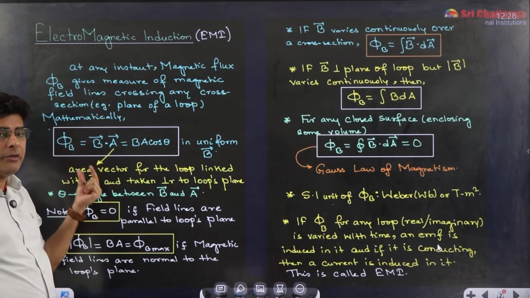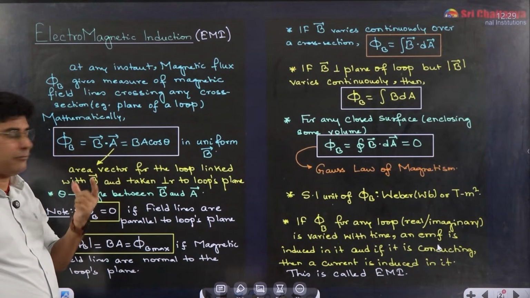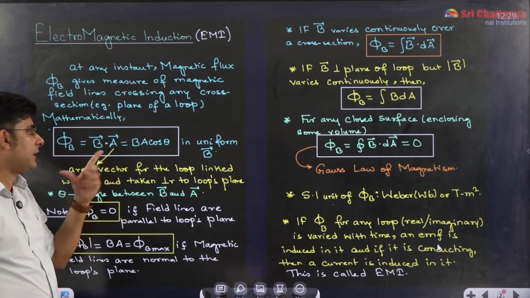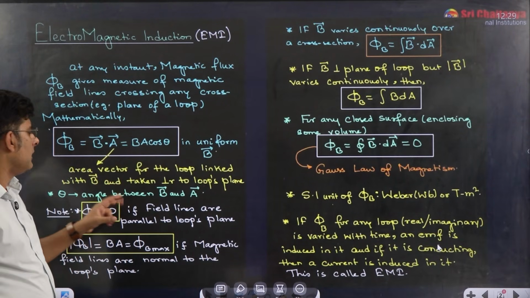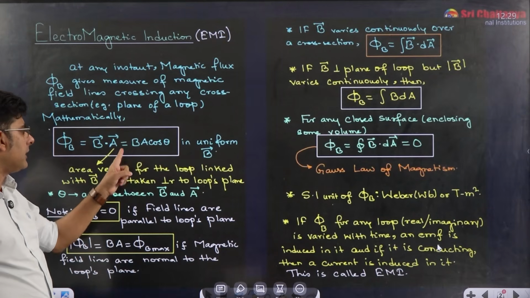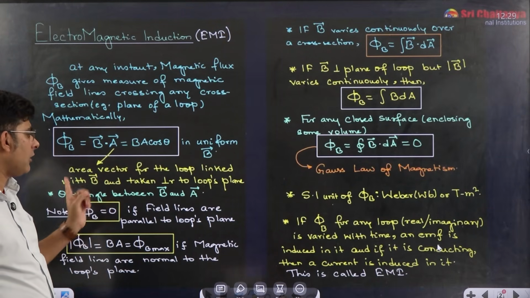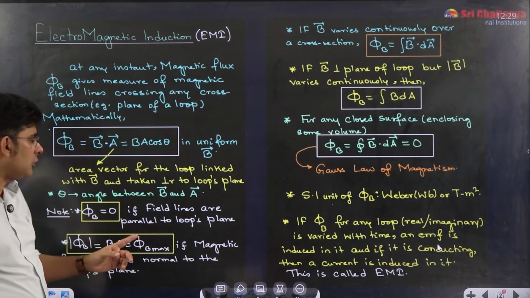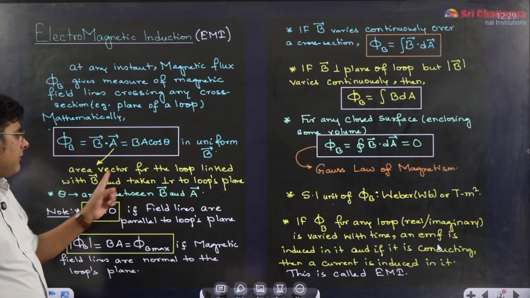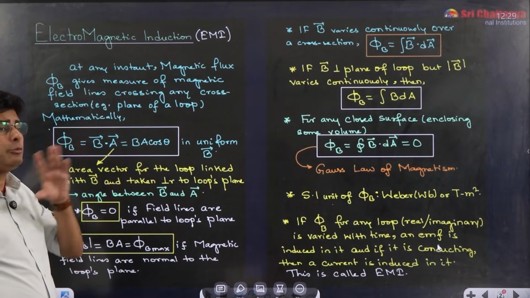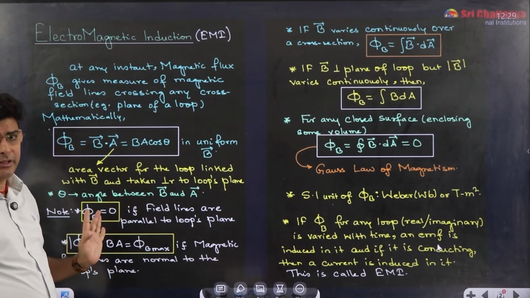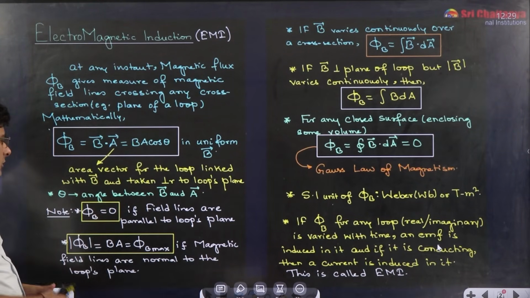Mathematically we define flux just like electric flux. We define magnetic flux as the dot product of B vector and A vector, which is BA cos theta, where theta is the angle between B vector and area vector. Area vector of a loop is always taken perpendicular to the plane of the loop. Remember, when we take the area vector we don't take the entire area, only that area which is linked with the magnetic field. I have taken some examples so you will understand.